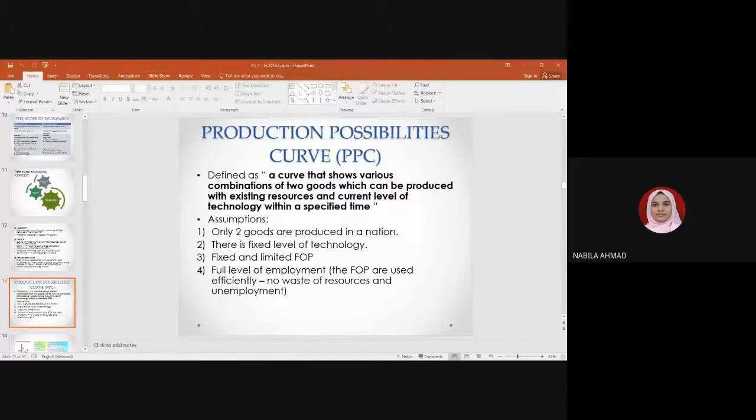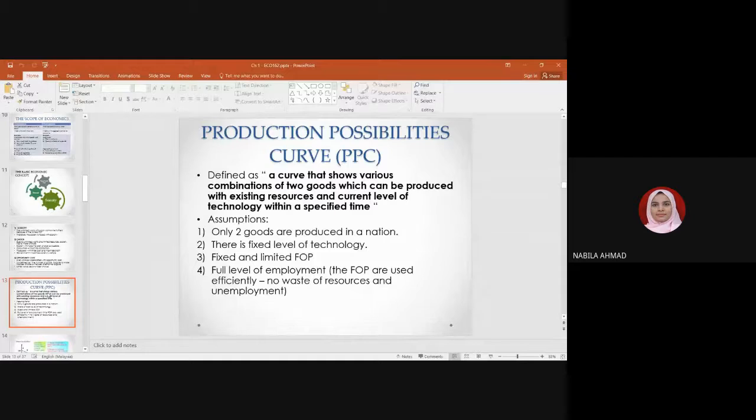So kita hanya assume only 2 goods produced in a nation. Kita assume 2 jenis barang sahaja dihasilkan di dalam negara tersebut. Kenapa kita tak masukkan semua barang? In reality, setiap negara menghasilkan banyak jenis barang. Tetapi untuk understanding purposes, untuk memahami dengan lebih baik, kita hanya assume 2 barang sahaja dihasilkan di dalam negara.